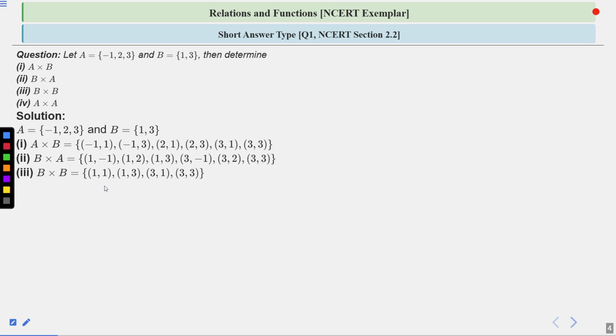Now for B cross B, both the first position and second position are coming from where? Set B. So you will have 4 ordered pairs: (1, 1), (1, 3), (3, 1), (3, 3).